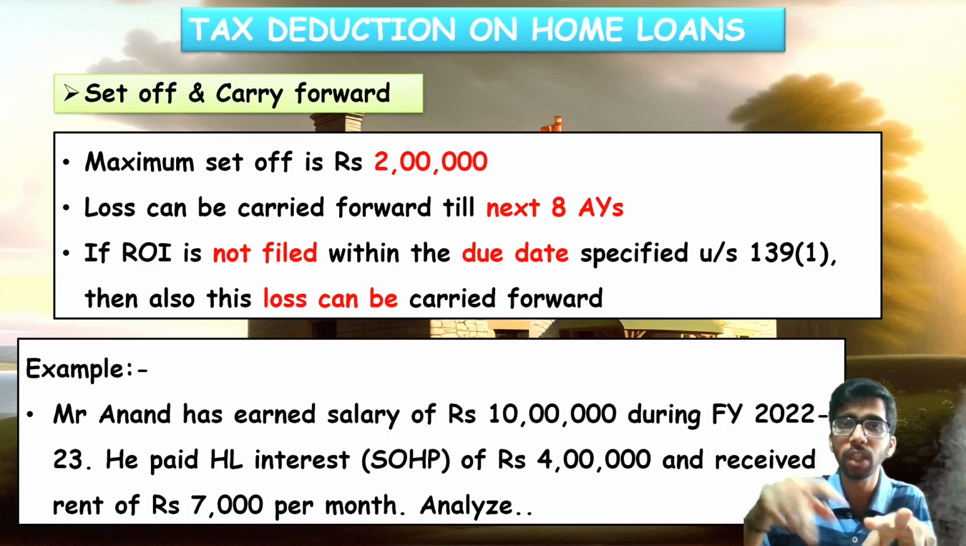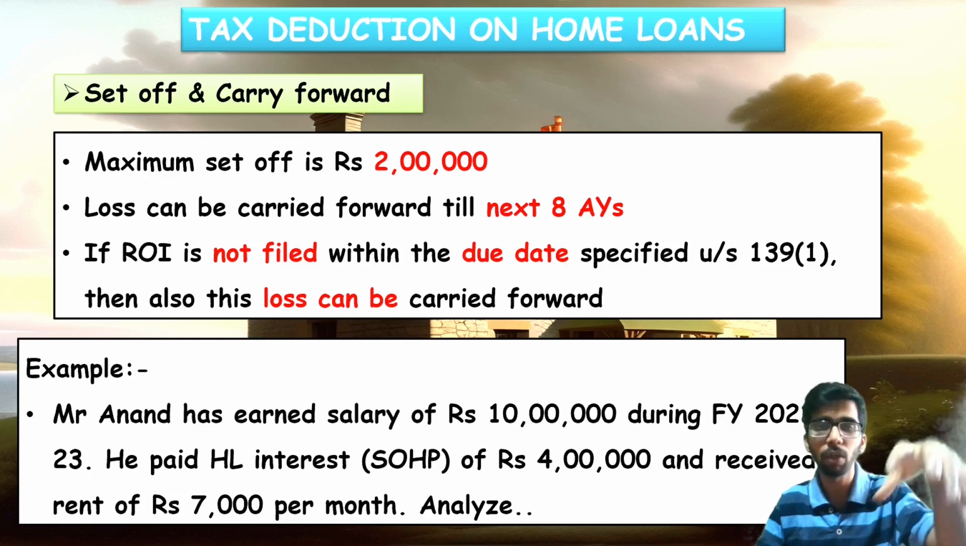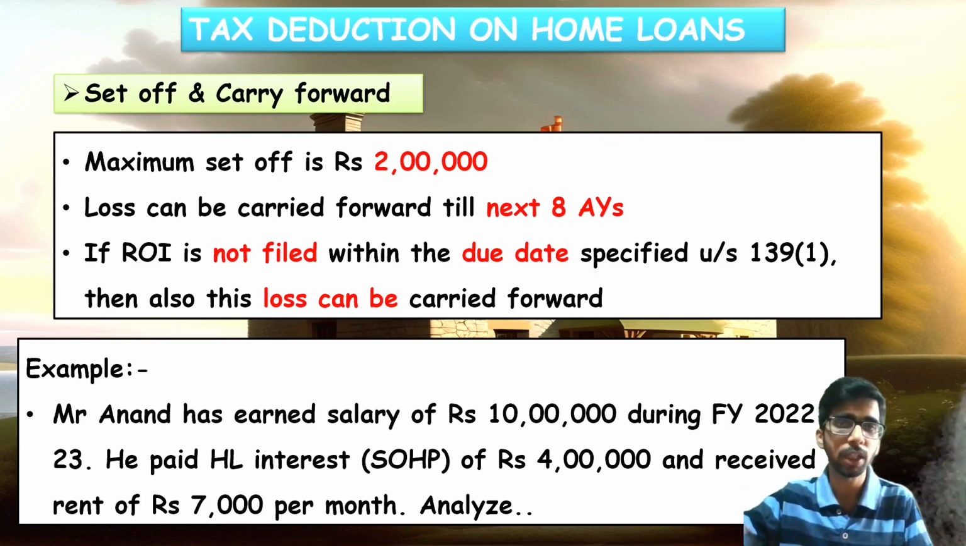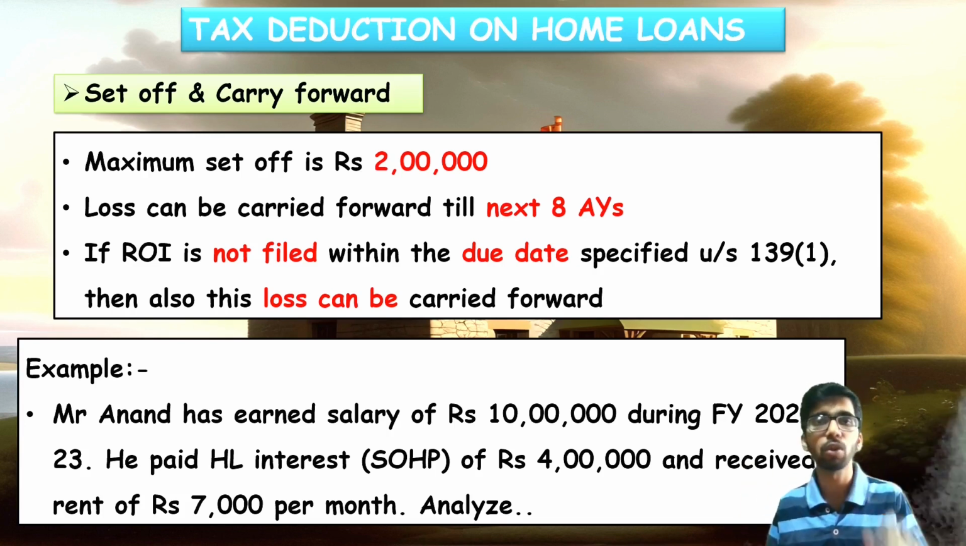He is also having another house property which is being let out. In this problem, he is having two properties. One is self-occupied and another is a let out house property. In respect of self-occupied, he has paid interest of 4 lakh. It should be restricted to 2 lakh. In case of the other house property that is being let out, he is receiving a rent of 7,000 into 12, that is 84,000 rent. This is a brief of this question.